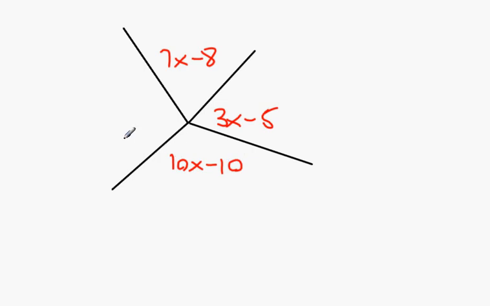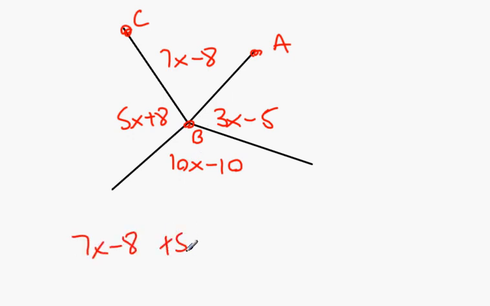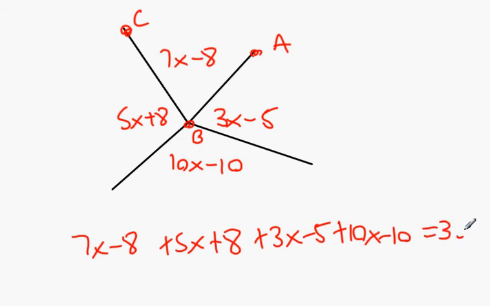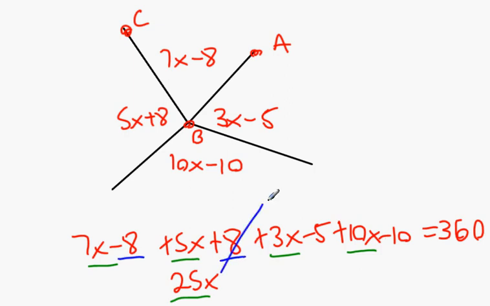What do all of these angles, when added together, have to give you? 360. So when I add all these together, I must get 360. So I'm going to have 7x minus 8 plus 5x plus 8 plus 3x minus 5 plus 10x minus 10, all equals 360. Add them all together and we get 25 x's. Then minus 8 plus 8 cancel, and we get minus 5 minus 10, which is minus 15, equals 360.